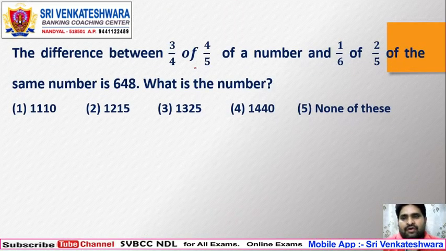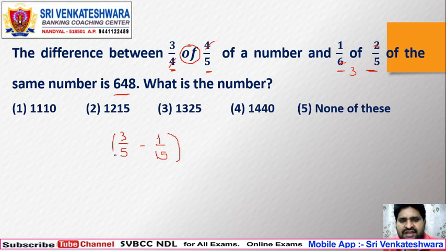Let's take one more. Again, with respect to the cases, the difference between 3/4 of 4/5 of a number and 1/6 of 2/5 of a number is 648. So about a number, they're saying 3/4 of 4/5 of a number. Of in the sense I said into, na? So I can cancel directly here 4 by 4. It's nothing but 3/5 of a number. And here, 2 ones here, 2 threes here, again I can say it's nothing but 1/15th of a number. So 3/5 of a number and 1/15th of a number.